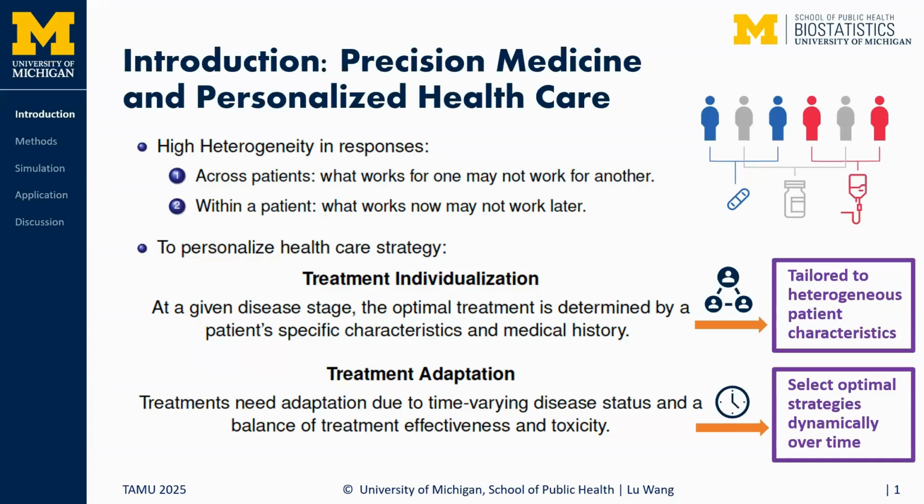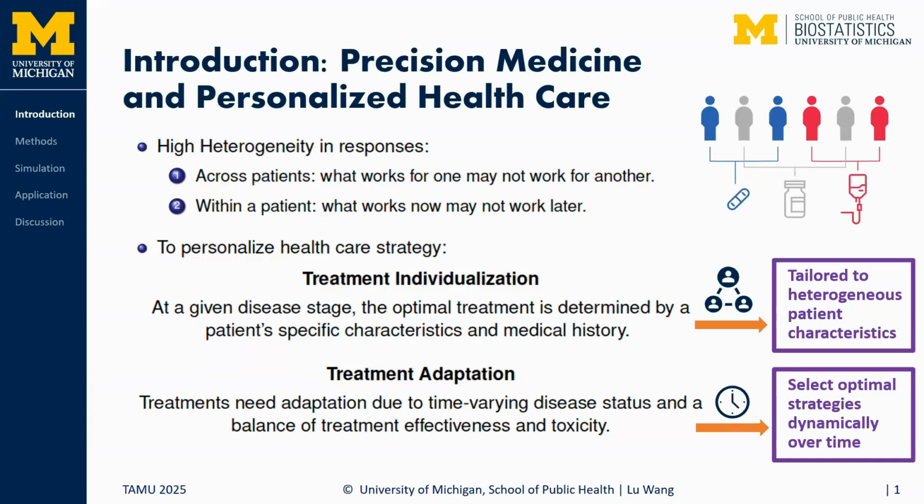So to personalize the healthcare strategy, we want to account for the following two layers of different things. One is treatment individualization. That means at any given disease stage, we want the optimal treatment to be assigned to the patient based on the patient's specific characteristics and their medical history. So that means we will tailor the treatment to the heterogeneous patient characteristics.